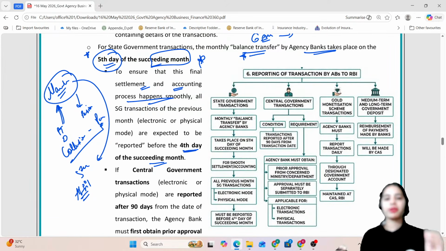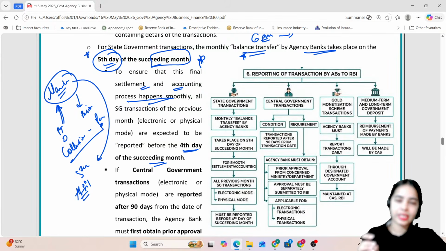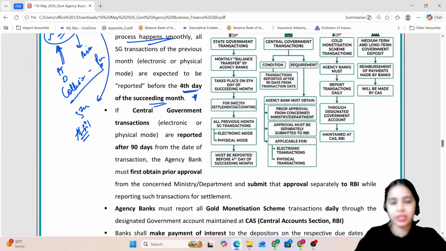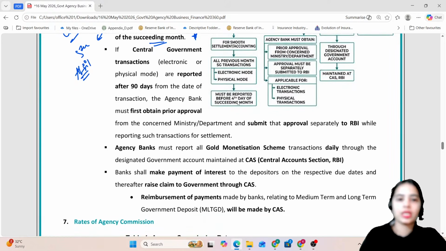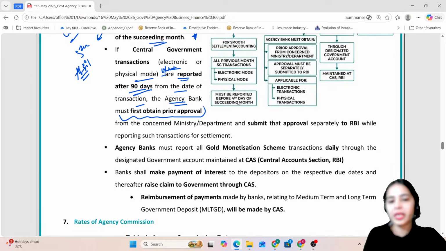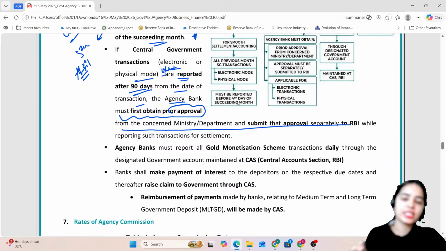So for state government transactions, the monthly balance transfer by agency banks takes place on the 5th day of the succeeding month, so the reporting and all the accounting settlement should happen before the 4th day. If central government transactions, electronic or physical mode, are reported after 90 days from the date of transaction, or if there is any update, the agency bank must first obtain prior approval from the concerned ministry or department and submit the approval separately to the RBI.